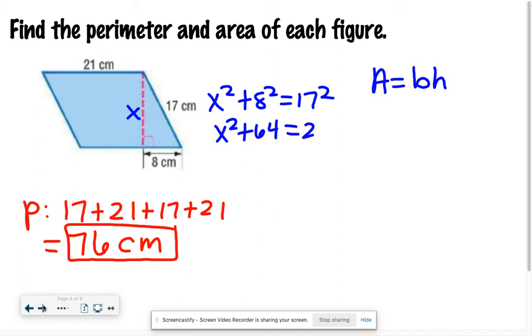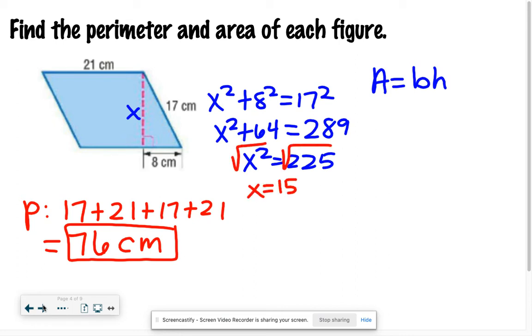Oops, I lied. 289. Subtract over your 64. X squared equals 225. Last step, take that square root. The square root of 225 is 15.